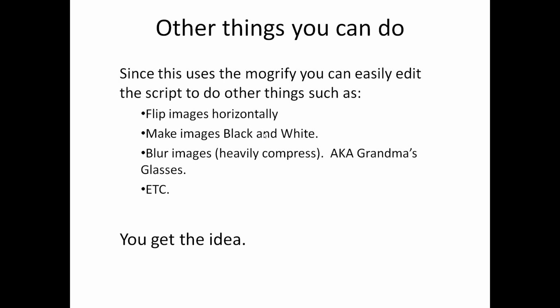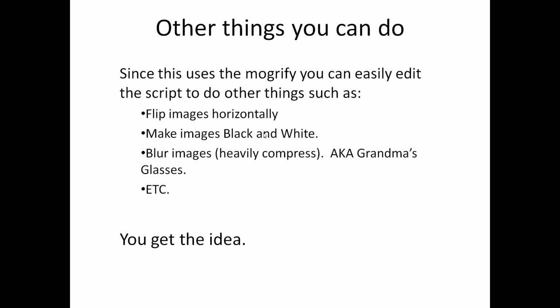You can make images black and white, so you can turn the whole internet black and white, or grayscale. You can blur images to make them heavily compressed, i.e. you can give everybody Graham's glasses, etc. You can even do something simple like replacing text, so you can change one word to another word. You get the idea. Essentially, since all the data is going through the proxy server in the script, you can do a whole bunch of stuff with it.